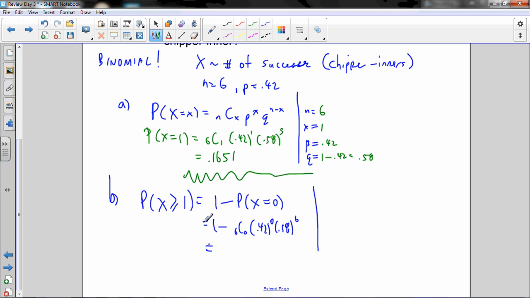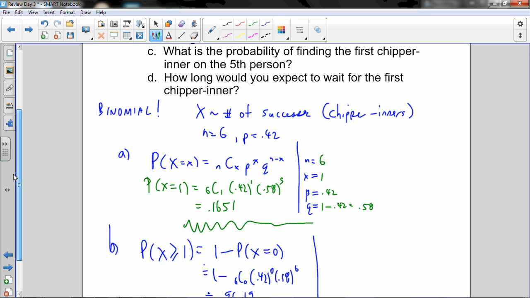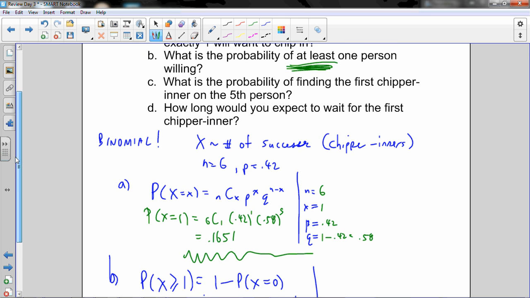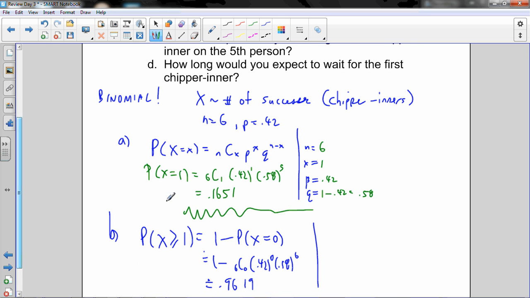Jam that into a calculator, you should get about 0.9619, about, and a closing sentence. And notice that this makes sense, that that's not a very likely thing to have happen.